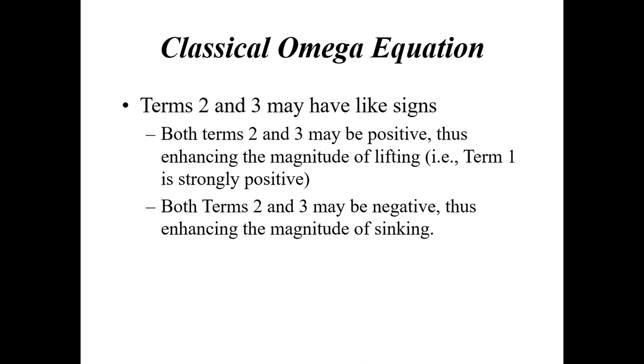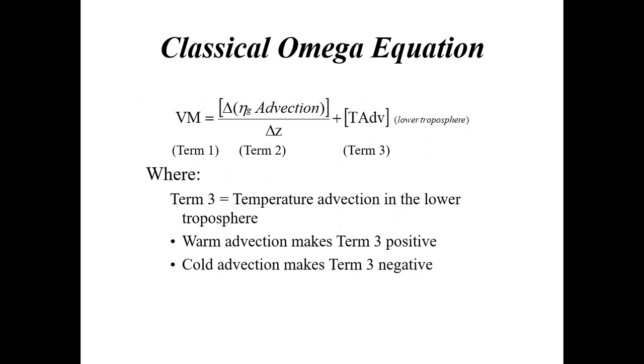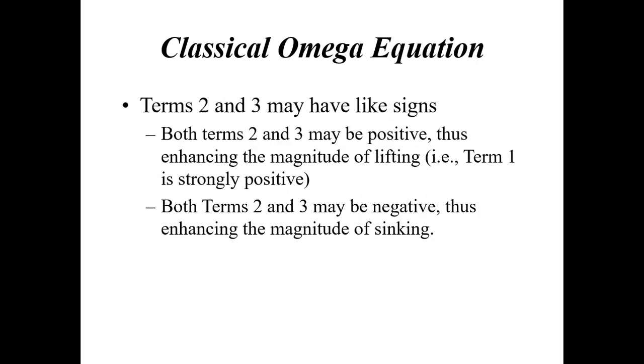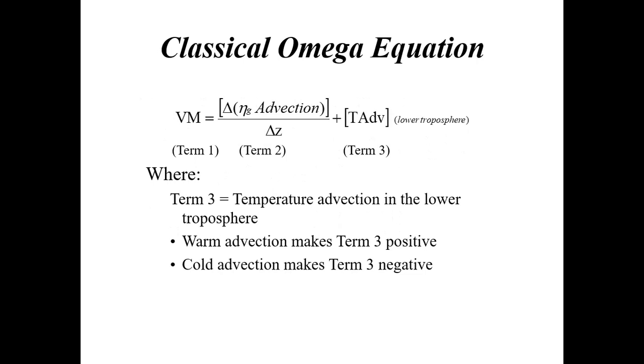If both terms 2 and 3 of the classic omega equation, vorticity advection and temperature advection, are negative, this is going to enhance the magnitude of sinking air motion. So I hope that makes sense. We can have like signs, either positive or negative, in terms 2 and 3.